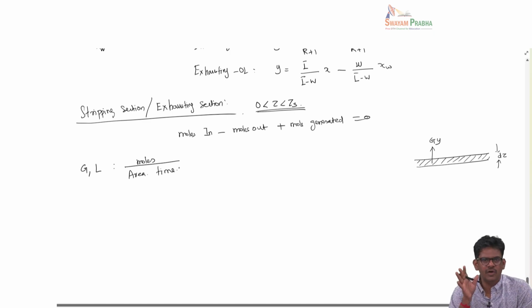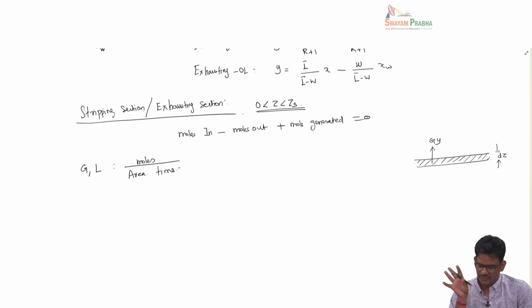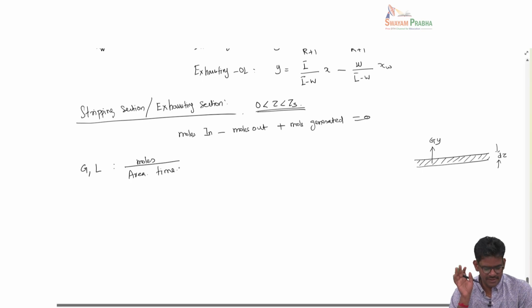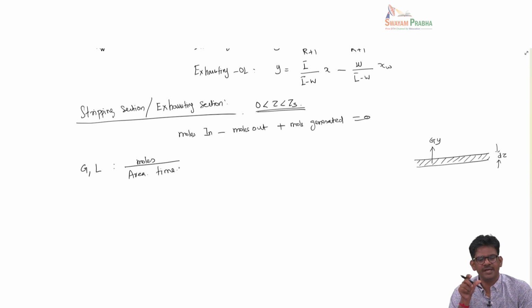In the case of tray column, we dealt with only moles per unit time units. In packed column, we use per unit area basis. So these are called mass velocities, gas mass velocity or liquid mass velocity, in the units of moles per unit area per unit time. This unit area refers to the cross-sectional area of an unpacked column.